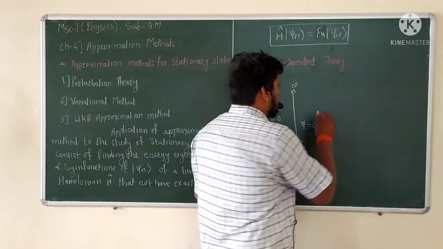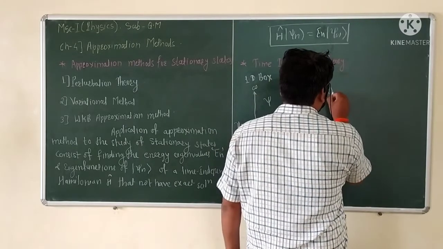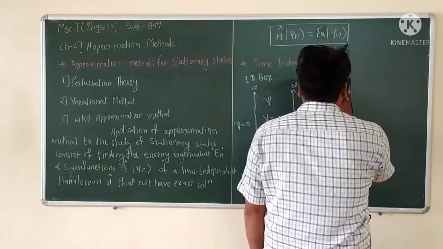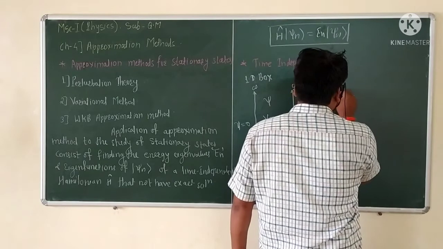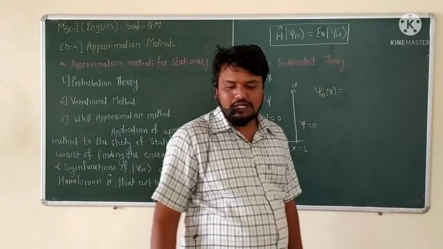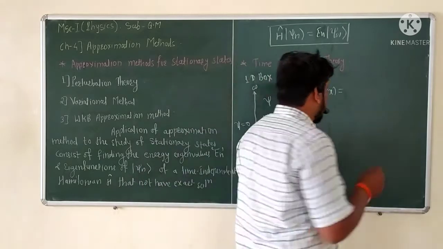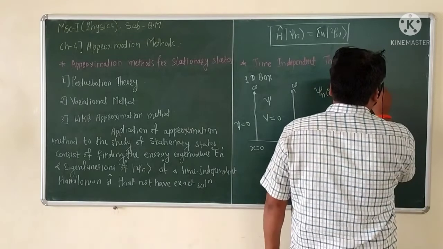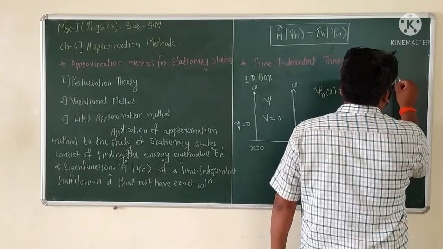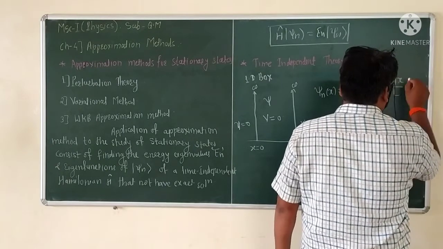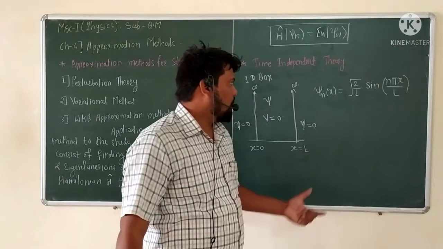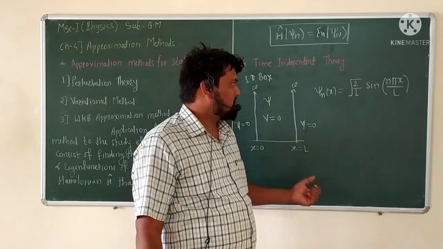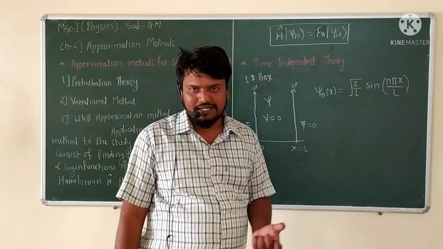The wave function, the nth state psi n of x, is equal to the square root of 2 divided by L, which is the normalization value, times sine of n pi x divided by L. How this wave function is obtained and how the energy eigenvalue is calculated, we have already seen in general quantum mechanics.